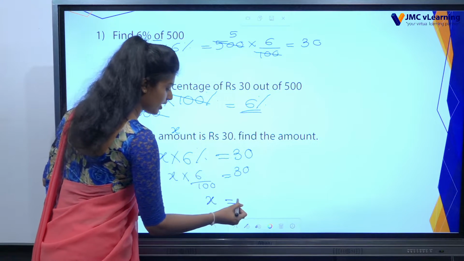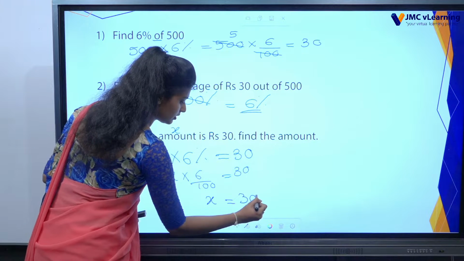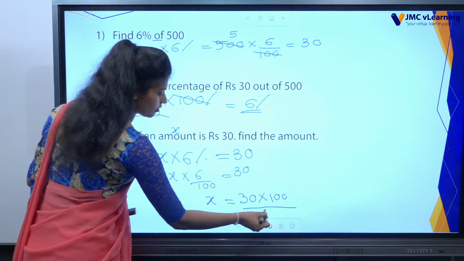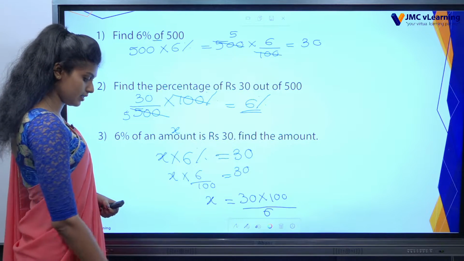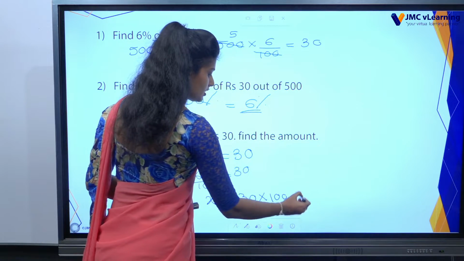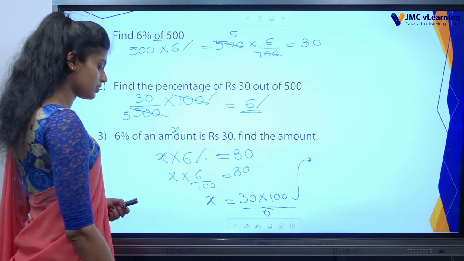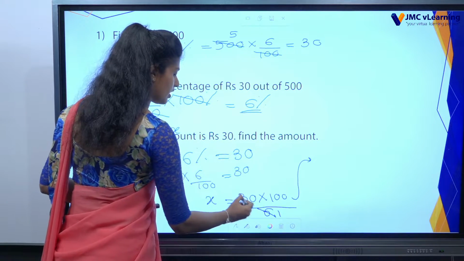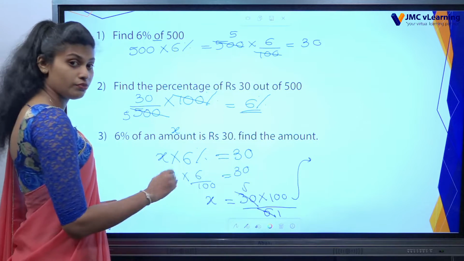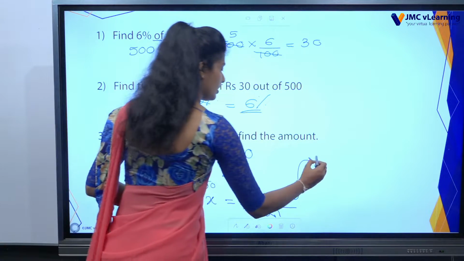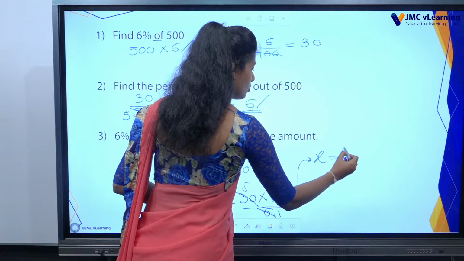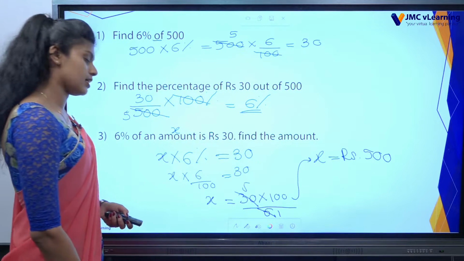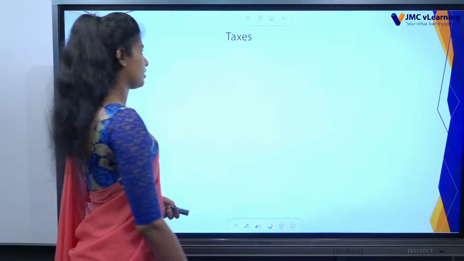You have to multiply by 100. 30 multiplied by 100 over 6, you have to take as the denominator. Then by simplifying this one, what is the answer? You can divide this by 6. Here 1, here 5. 5 into 100. Then the value of x is how many rupees? 500 rupees. This is the amount.